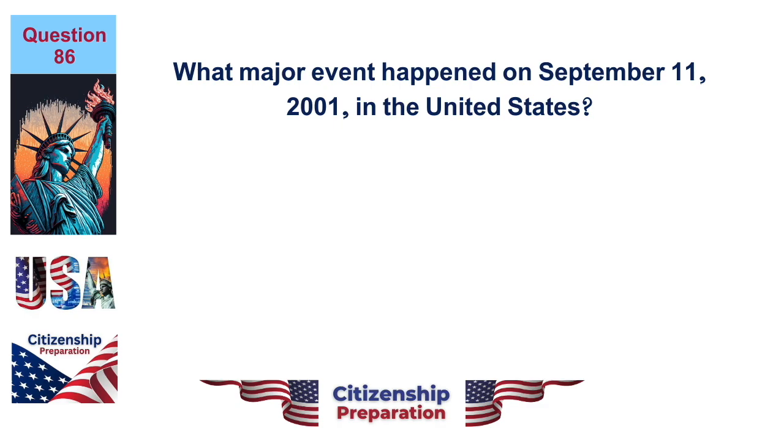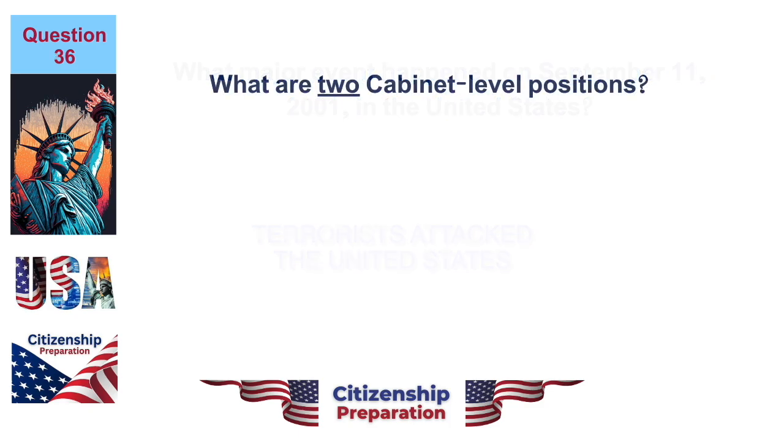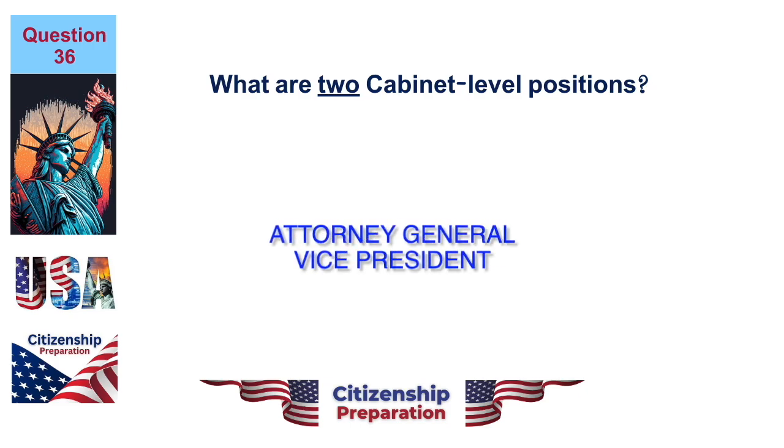What major event happened on September 11, 2001 in the United States? Terrorists attacked the United States. What are 2 cabinet-level positions? Attorney General, Vice President.